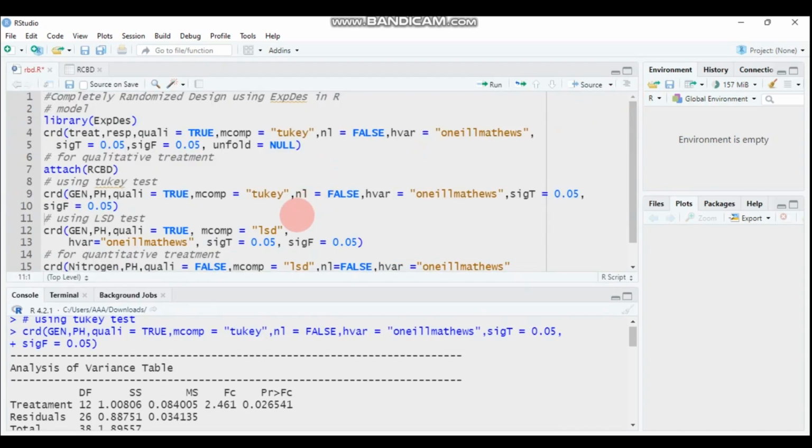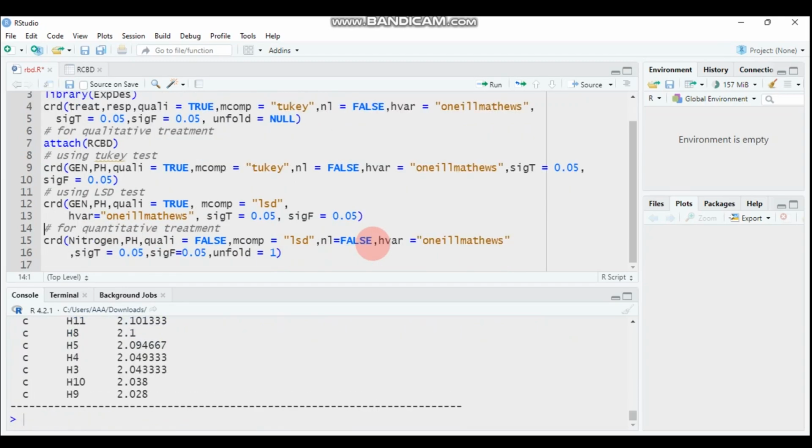Let's add one more test using the LSD test. You have to use the same function, CRD, then gene is our treatment, maybe it's different for you, and pH is the response, and here is qualitative. I'm telling R that my treatment is qualitative instead of quantitative. So the multiple comparison is LSD, and you can even change it to Duncan, and you can change the variance check to Levene test, Bartlett test, and any other mean separation or checking of equal variance among the groups. So type this and submit to RStudio.